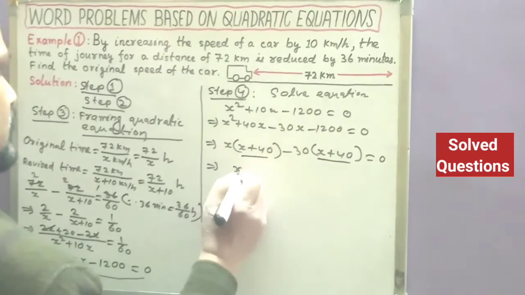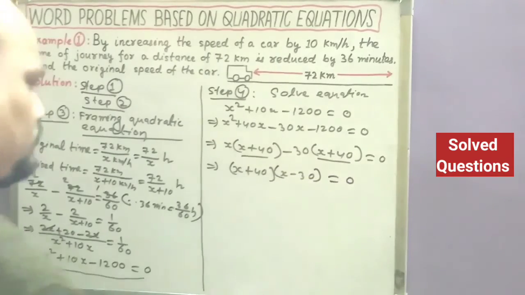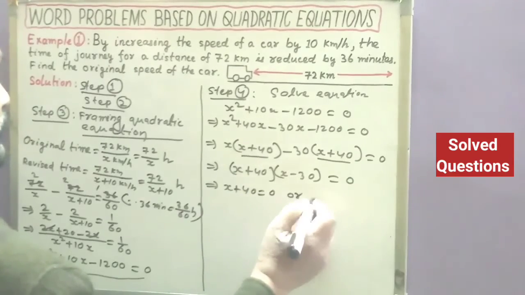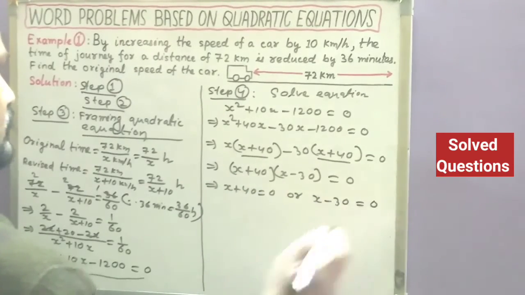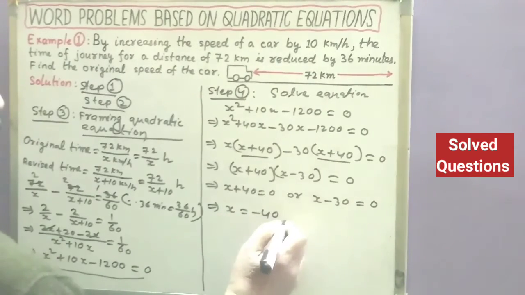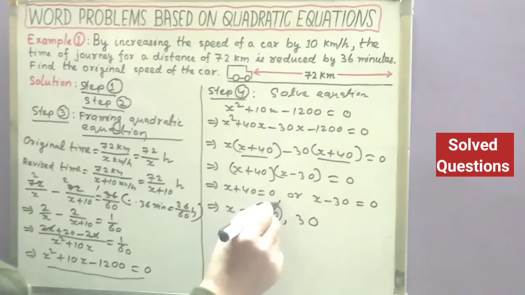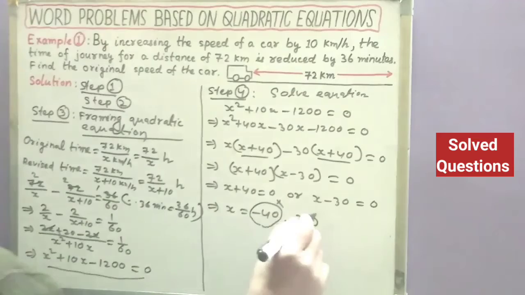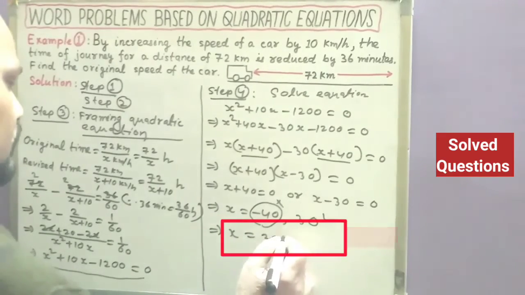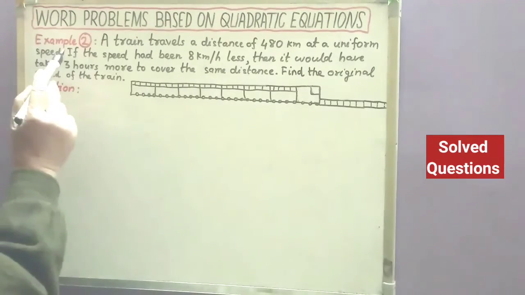That implies that taking x plus 40 as common, (x plus 40) into (x minus 30) equals 0. That implies x plus 40 equals 0 or x minus 30 equals 0. That implies x equals minus 40 or x equals 30. Since the speed can't be negative, minus 40 is neglected. So x equals 30. Hence, the original speed of the car is 30 km per hour. That's your answer.